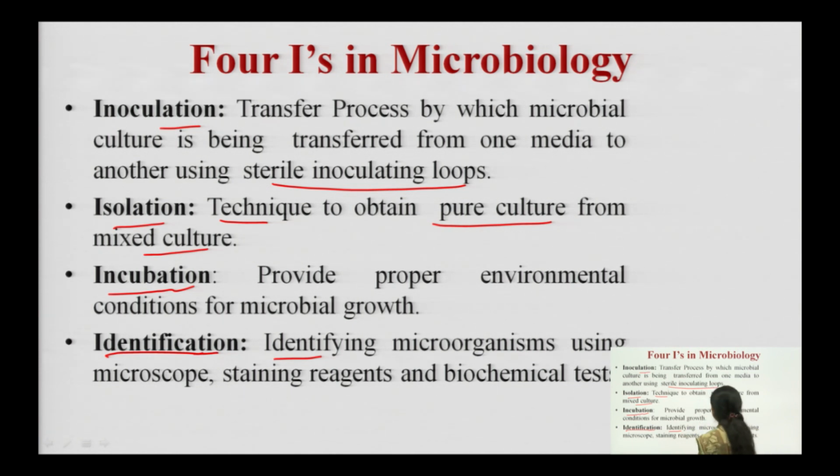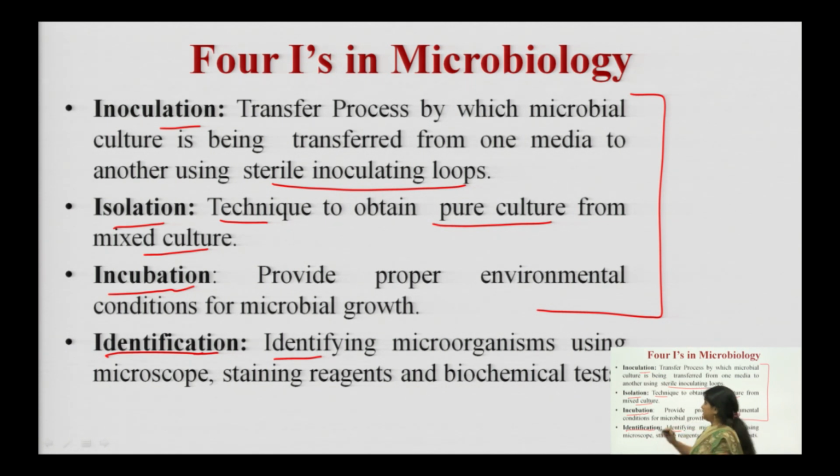If we cover these 3 I's, that is inoculation, isolation and incubation, these 3 put together are known as cultivation. That means if we inoculate, isolate and incubate and develop a pure culture, that is what we call cultivation: we have cultivated our microorganism, our species, in the lab.